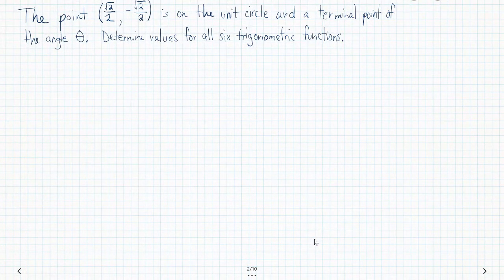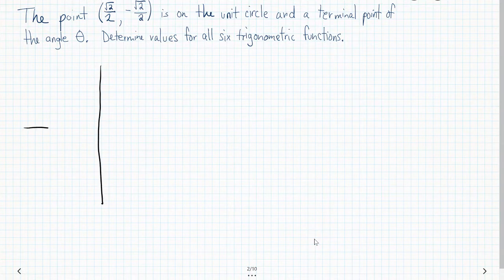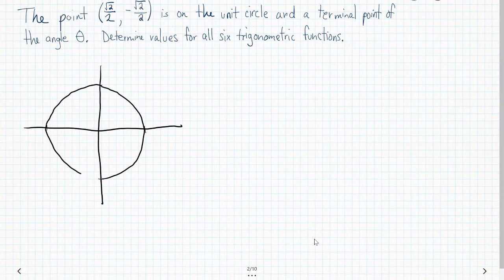So we have the point square root of 2 over 2, negative square root of 2 over 2 is on the unit circle on the terminal point of the angle theta, right? So first off, I got to draw this. Okay, so notice that's positive, and I'm not saying this is going to be perfect. Let's just say we have a unit circle. I'm not saying this is to scale whatsoever. Well, look at that. That's the most beautiful circle you've ever seen, I'm sure of it.